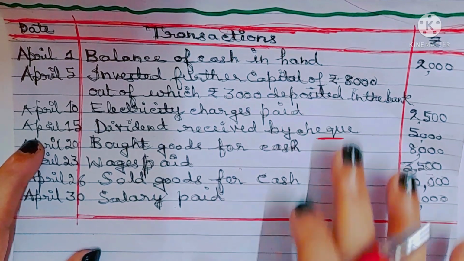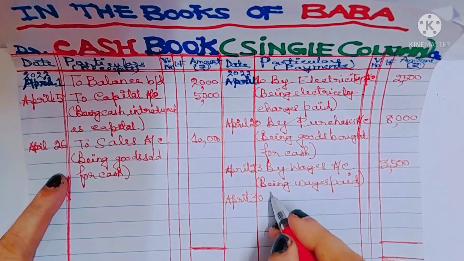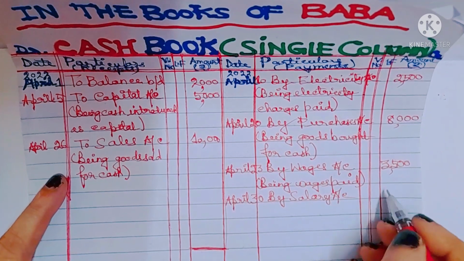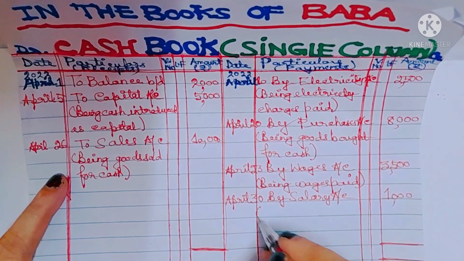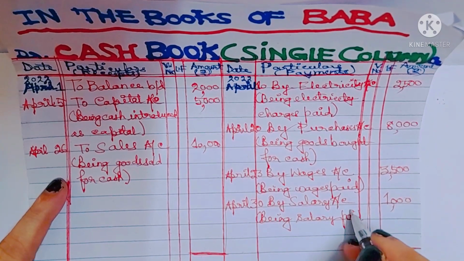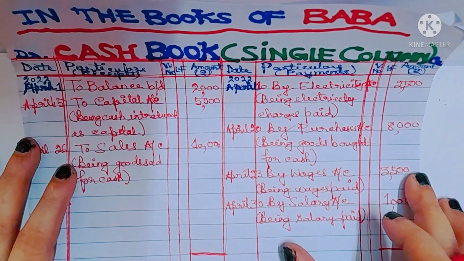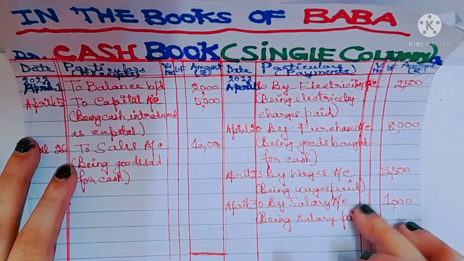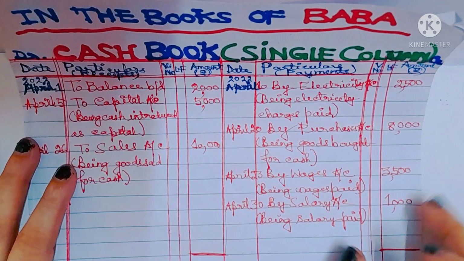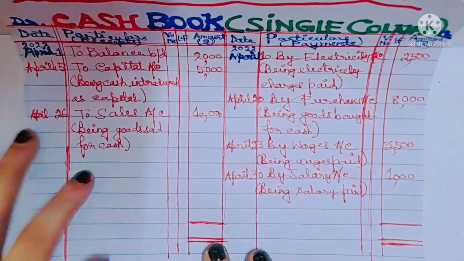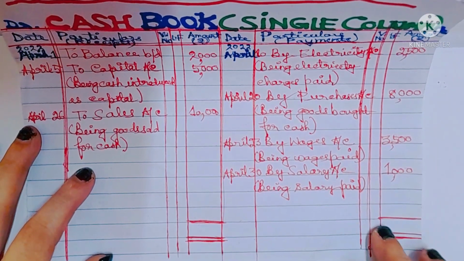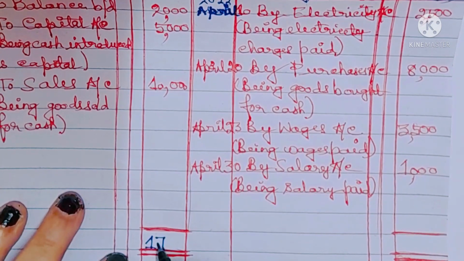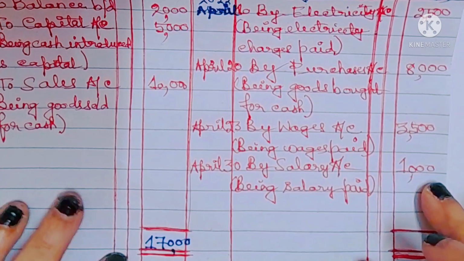Okay. So let's write by salary account 1,000, being salary paid. Moreover, cash book is a real account. So according to real account, what goes out is credit. Here, when salary is paid, cash goes out from the business. So 1,000 will be credited. Okay. Now let's calculate the total of debit column and the total of credit column. Okay. So the total of debit column is 17,000 and the total of credit column is 15,000.